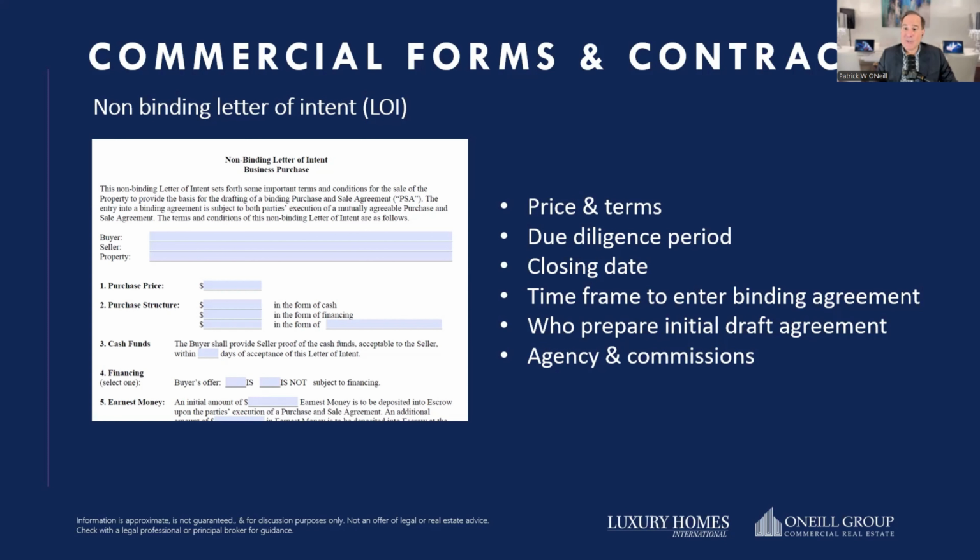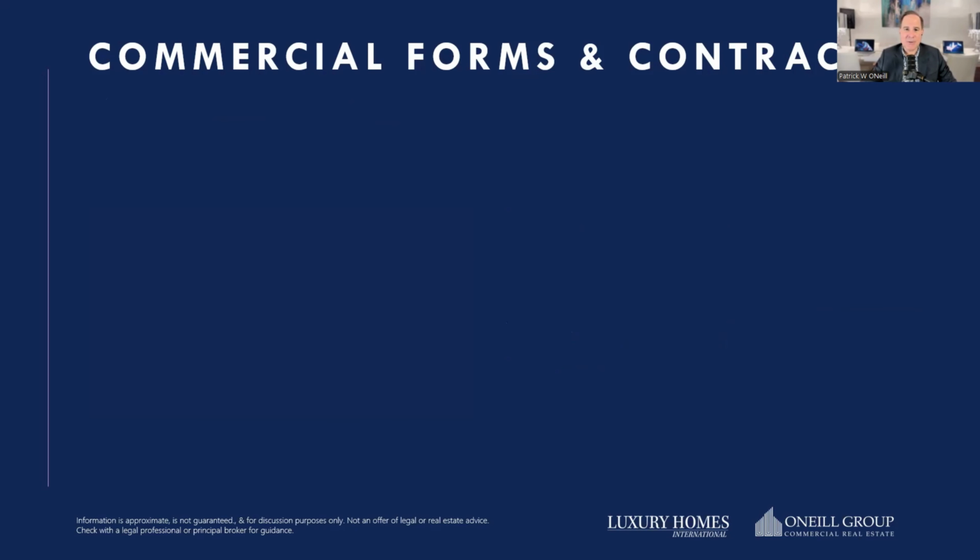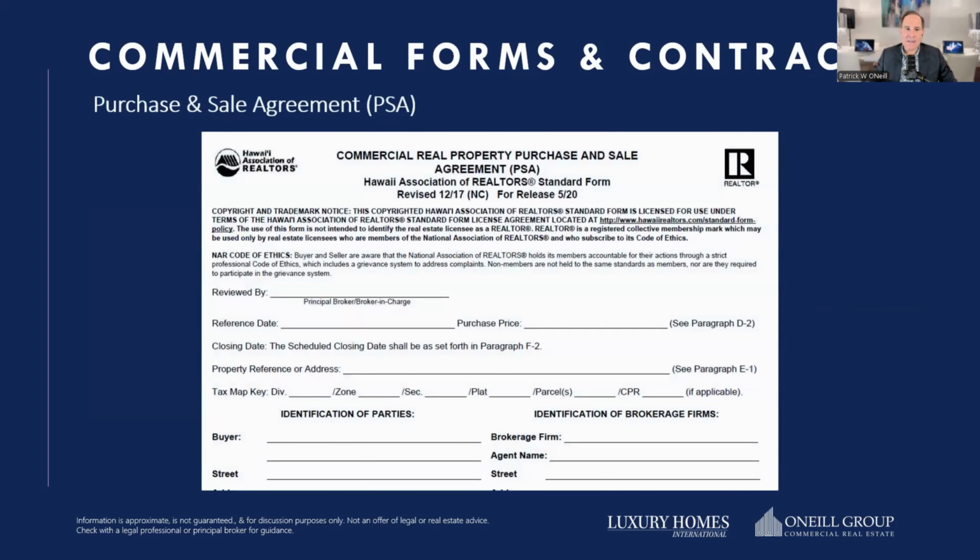The LOI will also state who's going to pay for that initial drafting of the agreement. Generally, it's the landlords or the sellers, but it's negotiable. And in the LOI, we are also going to lay out agency and commissions, who's paying who and who represents who. And then finally, the commercial purchase and sale agreement, which is known as the PSA.